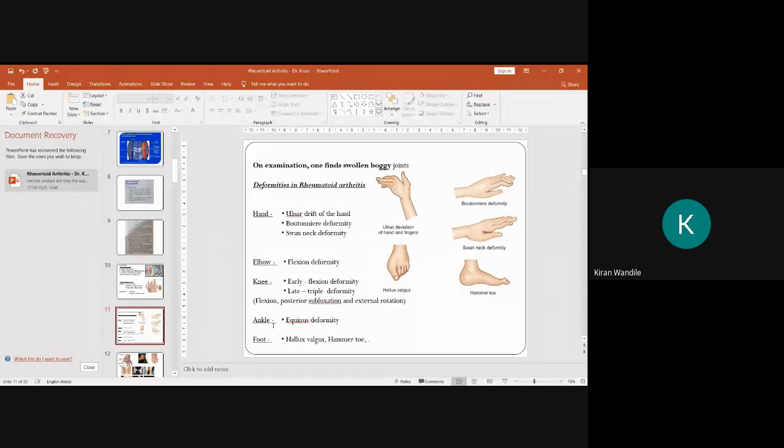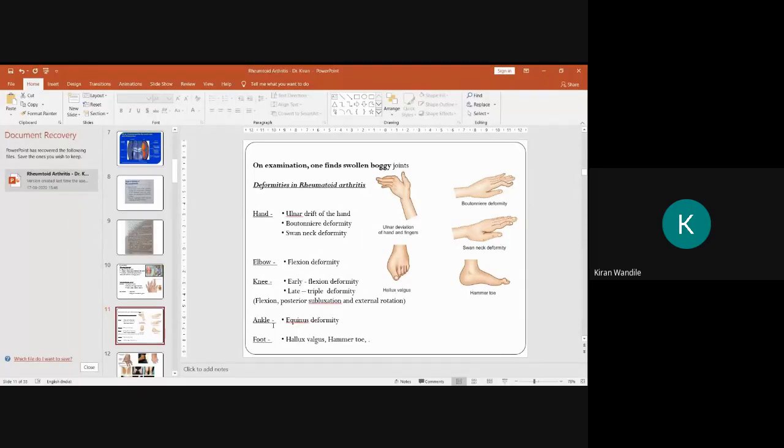So if there is a bony involvement, if the patient is untreated, the patient may land up in triple deformity of the knee, which has three components: flexion, posterior subluxation, and external rotation. So you get triple deformity in very late cases, but primarily in knee there is an involvement of synovium. The bone erosion is less common. In ankle you can get equinus deformity, and in the foot you can get hallux valgus and hammer toe deformities.